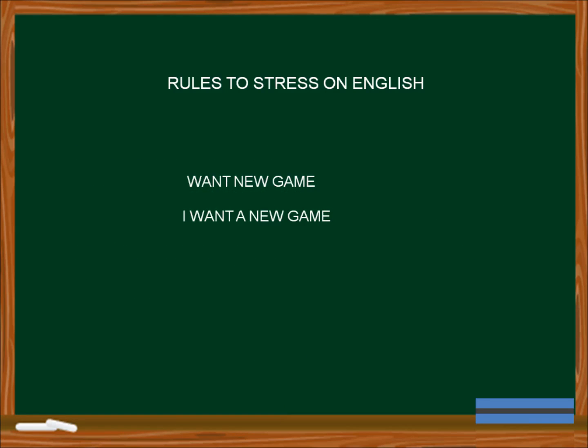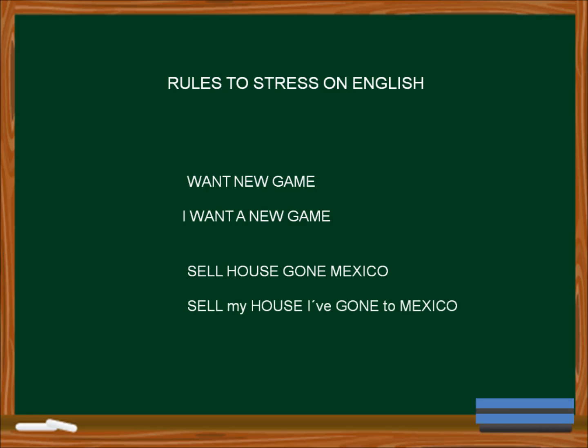If you are a little child, you say "want new game" instead of "I want a new game," or in a telegram that you received, "sell house gone Mexico," instead of "sell my house I've gone to Mexico." The first sentence uses content words and the others are structure or function words. If you remove the structure words from a sentence, you will probably still understand the sentence.